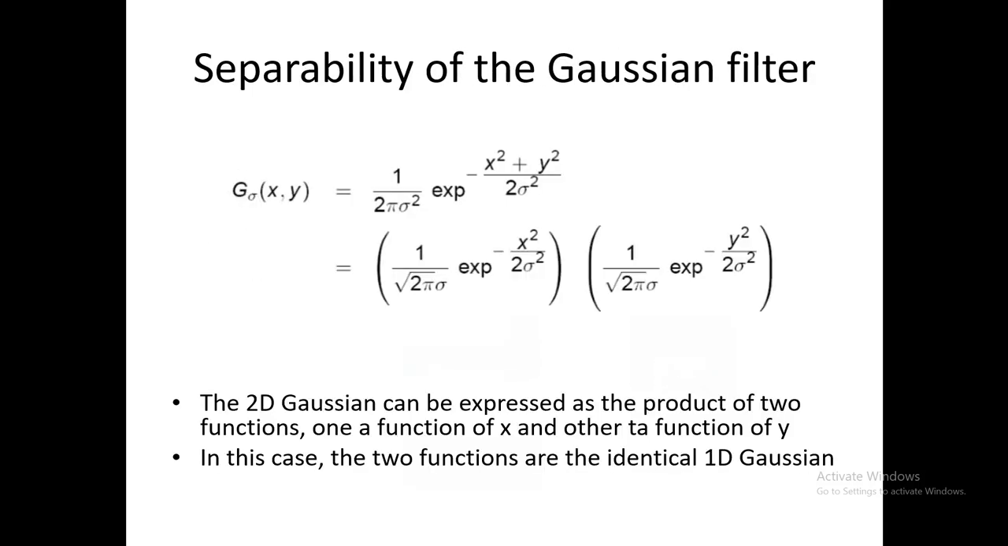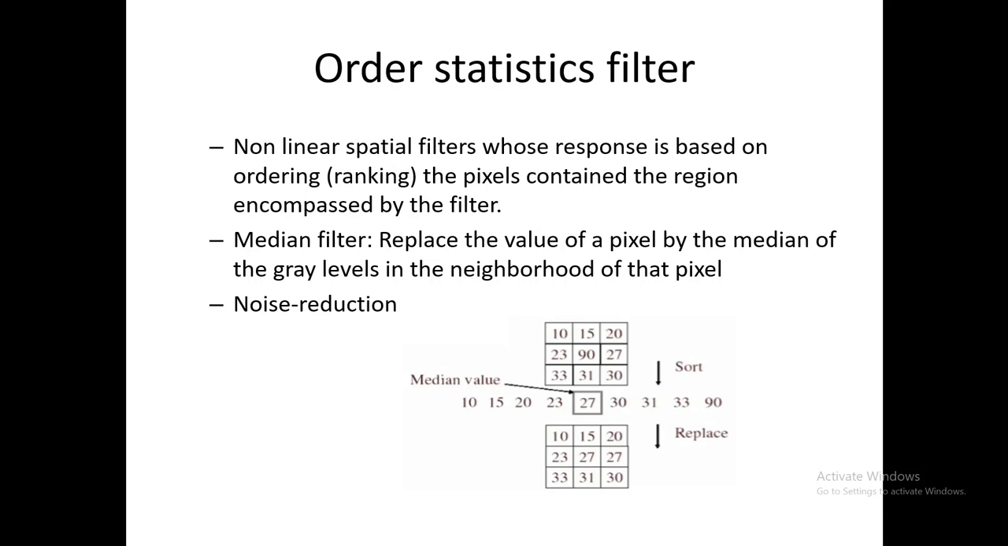Another type of filter is the order statistic filter. It is a nonlinear spatial filter whose response is based on ordering or ranking the pixel content in the region encompassed by the filter. The median filter is one example of an order statistic filter, and it replaces the value of a pixel by the median of the gray levels in the neighborhood of that pixel. It is also used for noise reduction.